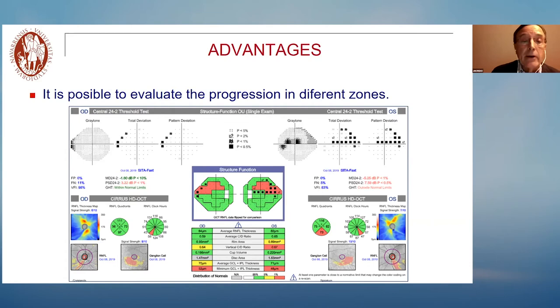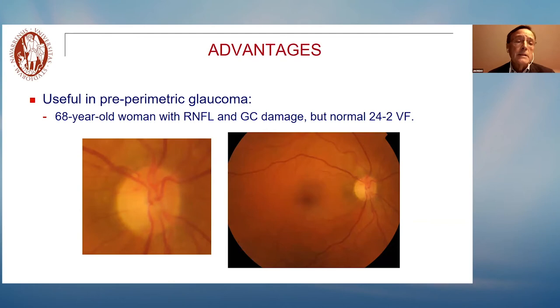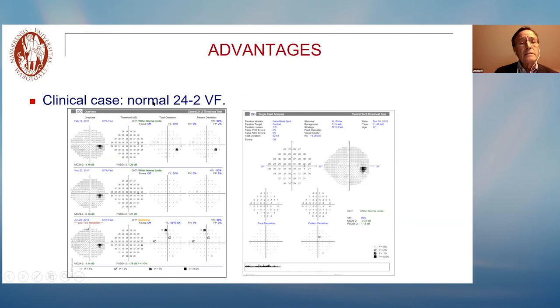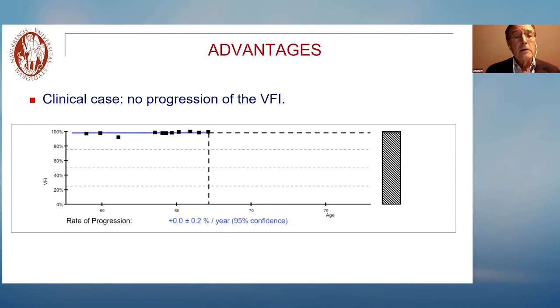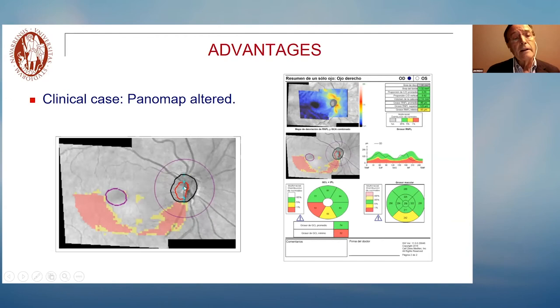Another advantage is that this program is useful in preperimetric glaucoma. This is a 68-year-old woman with a normal visual field and a normal optic disc. The visual field, in this case the 24-2 visual field, is normal with all of the parameters, the glaucoma hemifield test and the visual field index are normal. There is no progression in the visual field index, but in the panel map you can observe an inferior increase of the CD ratio with characteristic patterns of glaucomatous damage.